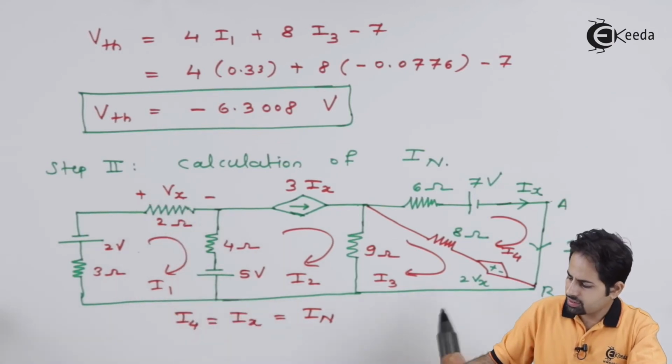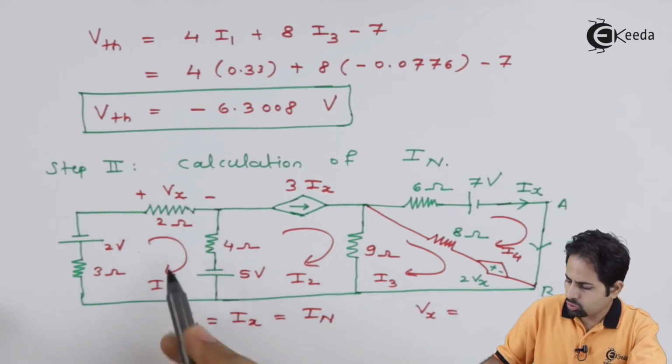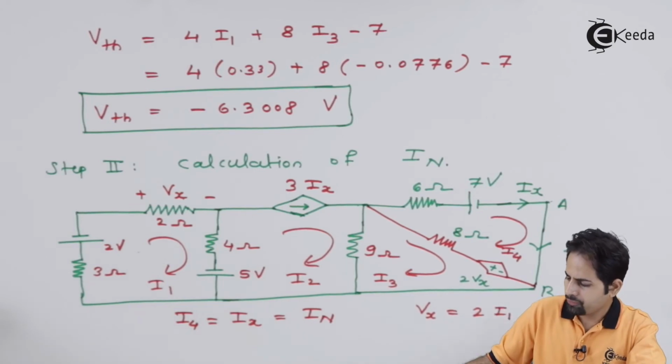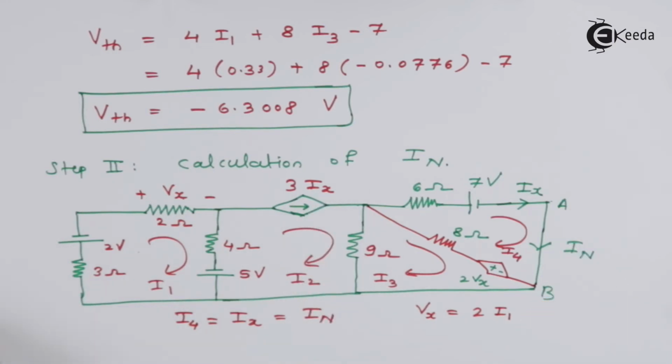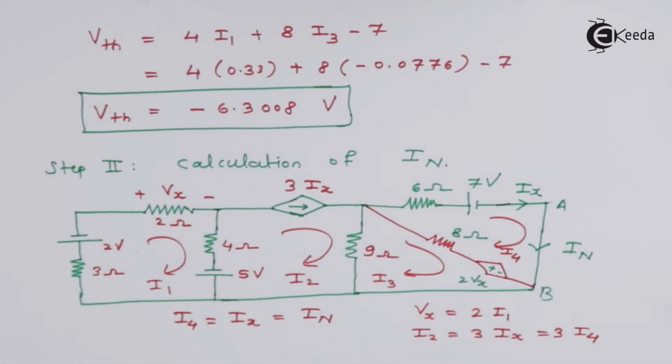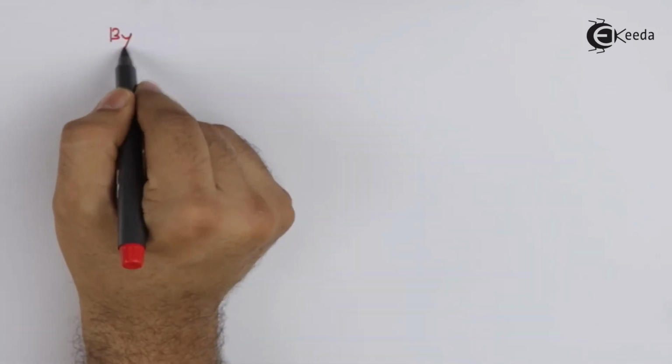I should know that I4 is equal to Ix is equal to IN. Then I must know that this Vx is 2 times I1 and this I2 is equal to 3 times Ix. So by knowing these equations, I should be able to get all the currents I1, I2, I3 and I4 because I will have 4 equations and 4 unknowns. So let us solve them. Let us apply KVL to loop 1, loop 2, loop 3 and loop 4 successively.